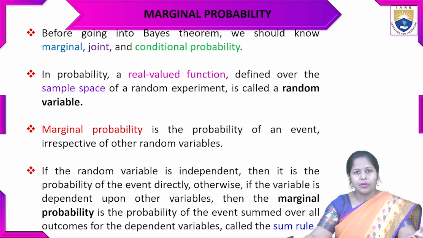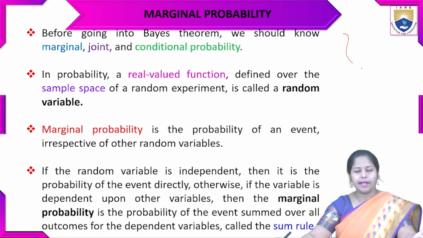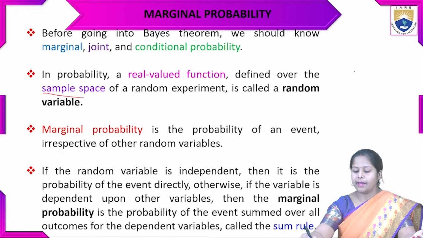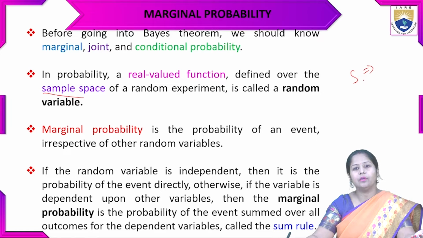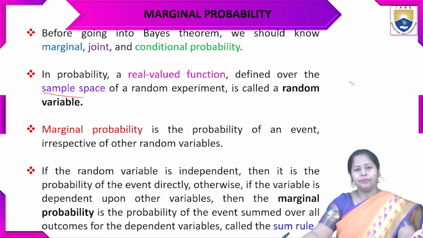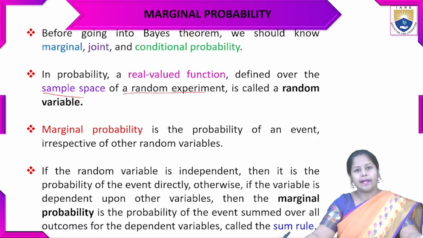Marginal probability. Before going into the Bayes theorem, we should know marginal, joint, and conditional probability. In probability, basically, a random variable is a real valued function defined over the sample space. What is sample space? Sample space S is nothing but the whole population from which we are taking some values. So that is the sample space of a random experiment.